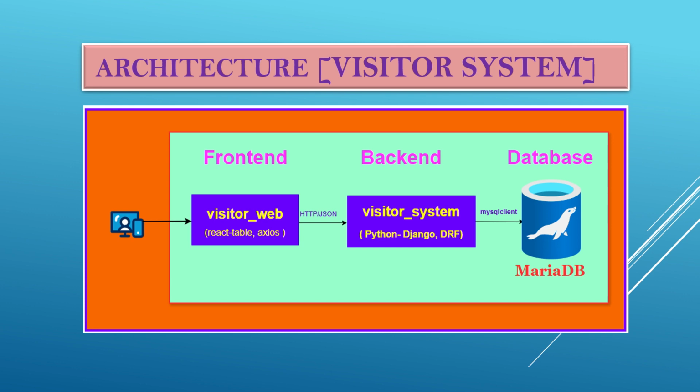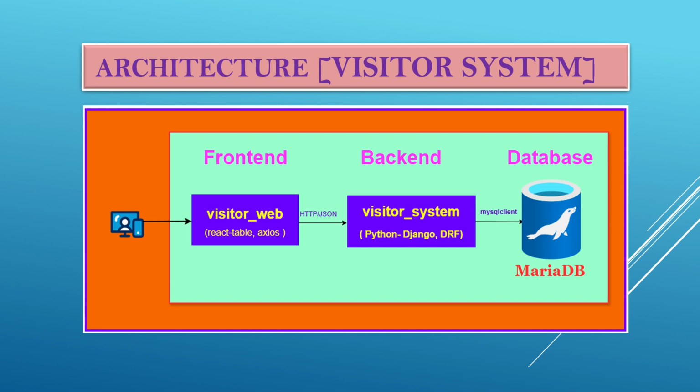Our front-end application will further connect with backend application, and our backend application name is visitor system, which we are going to create using Python as a backend language, and in that specifically we are going to use Django and Django REST frameworks to create this visitor system. And we are going to implement all our CRUD APIs and REST APIs using this Django and Django REST frameworks.